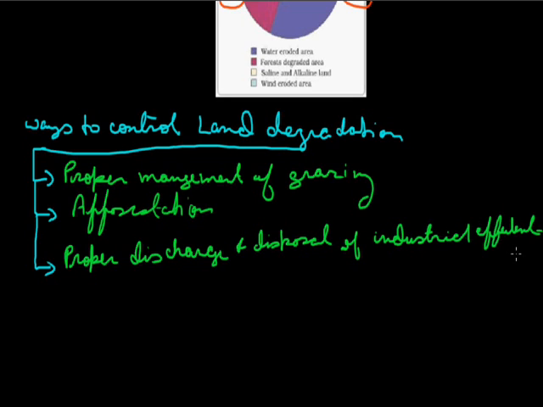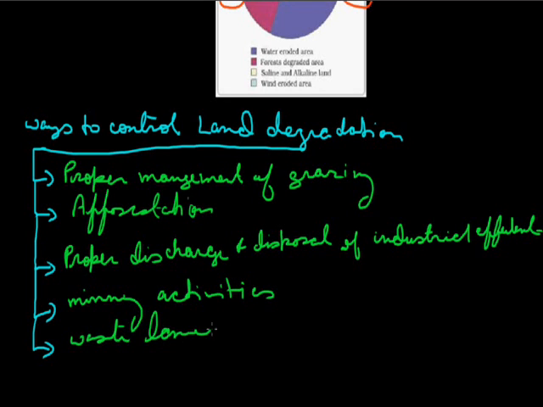The proper discharge and disposal of industrial effluents after treatment, not to drain it on open land or in the rivers and pollute the land and rivers. We have to use a proper manner through a planning system and discharge and dispose of these industrial effluents accordingly. The next is the control over the mining activities also, which is one of the major problems in India, and also the proper management of the wasteland.